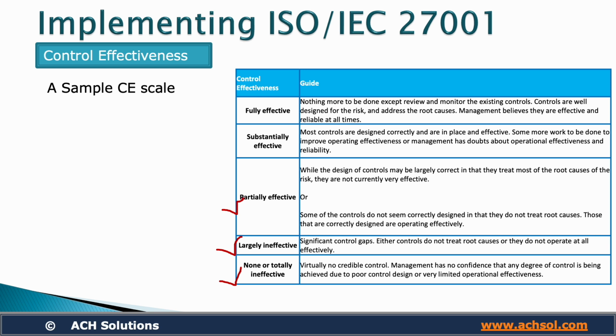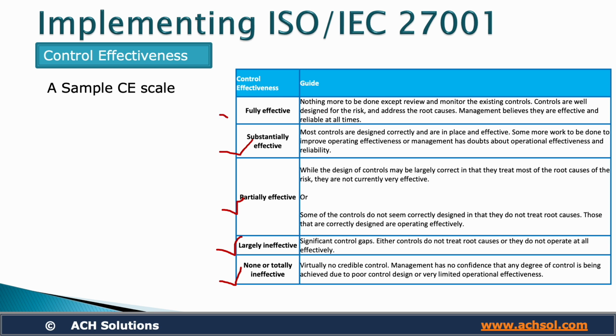The next one is partially effective. That means you have the firewall, you have enabled the filtering, but the filtering is not very much optimized, right? So while the design of the control may be largely correct, that means you have enabled the access list, but the access list is not refined to meet the business needs of security. The next one is substantially effective. So most controls are designed correctly and are in place and effective. Some more work is to be done to improve operating effectiveness. So these kinds of situations are rated as substantially effective.